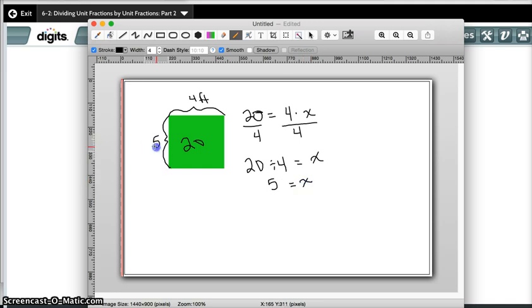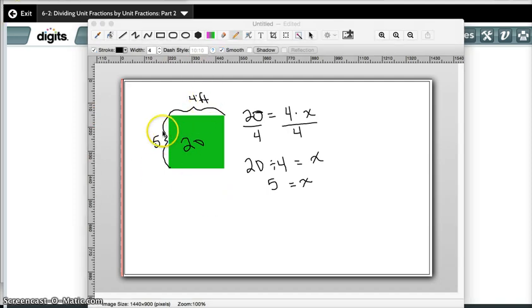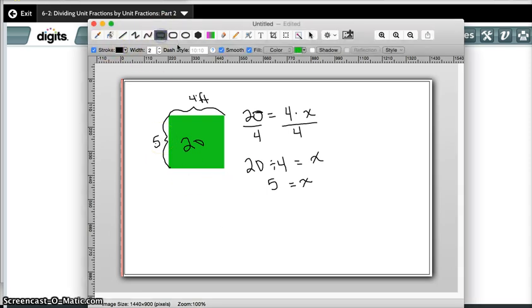So this side must be 5, because 5 times 4 would give me 20. That's what we're going to be doing next, but we're going to be doing it with fractions instead of just whole numbers. So let's use the same model, and we will do one that has a little bit different measurements.